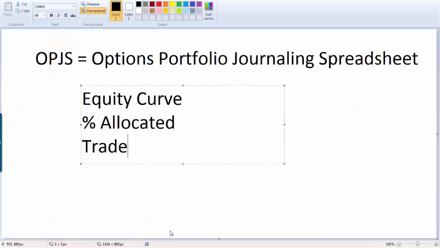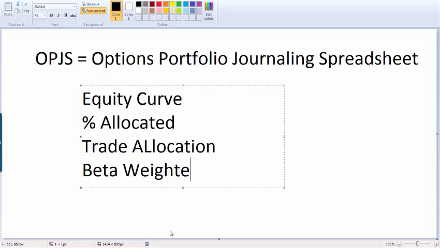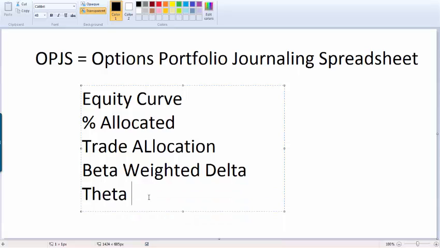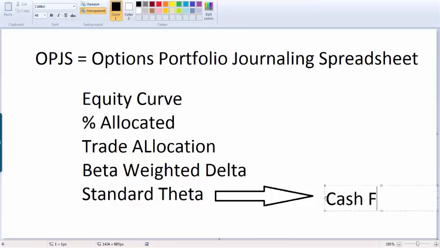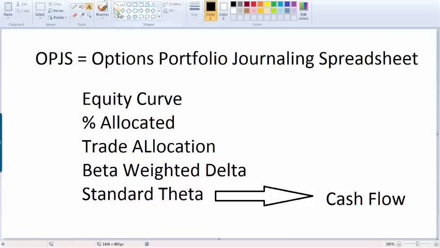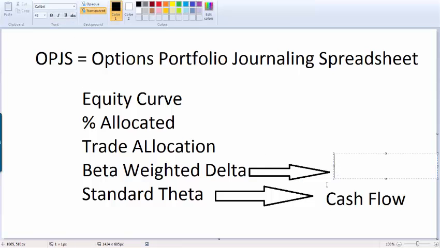And so I'm going to put in trade allocation and then beta weighted delta, theta, and I'm going to call this standard theta. See, standard theta is your cash flow expectation, okay? That's how much money you're expected to make from cash flow. Beta weighted delta is your market posture. This number needs to be in line with your expectation on market movement.